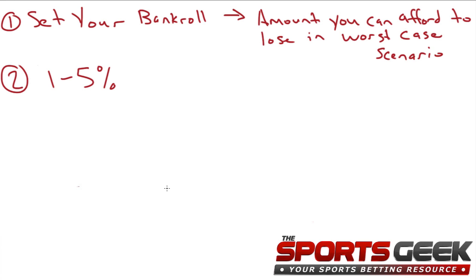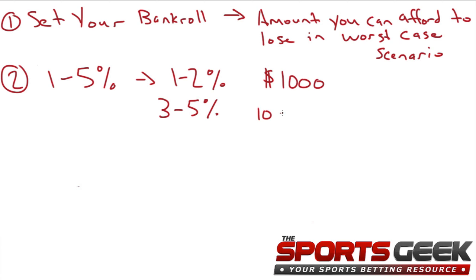Okay, the next rule is to only be betting 1 to 5% of your bankroll on each pick. Now if you want to be really conservative, stick to 1 to 2%. But as long as you're betting with money that you can afford to lose, you should be alright going 3 to 5% on your stronger plays. So how does this look? Let's say you have a $1,000 bankroll. That would simply be $10 to $50 bet on each pick.